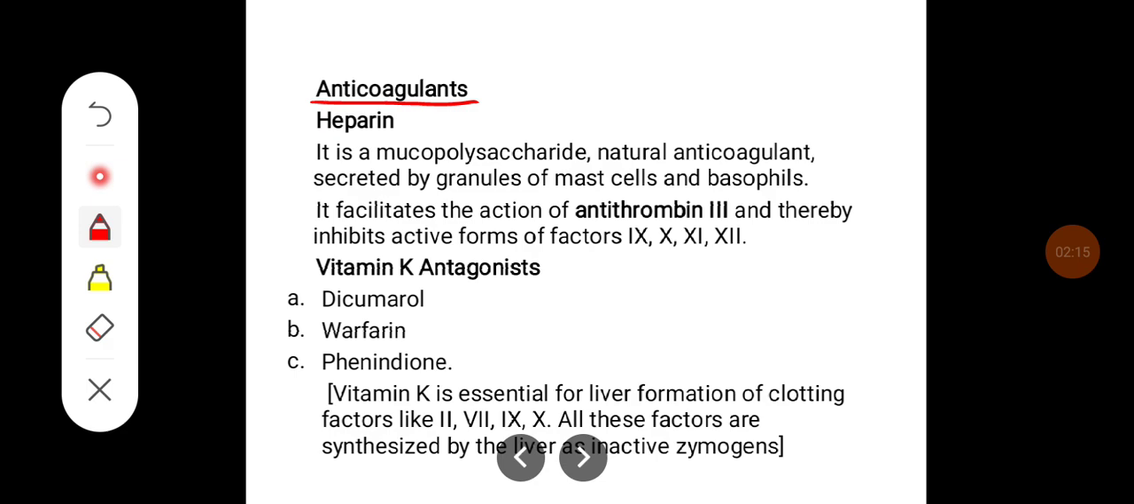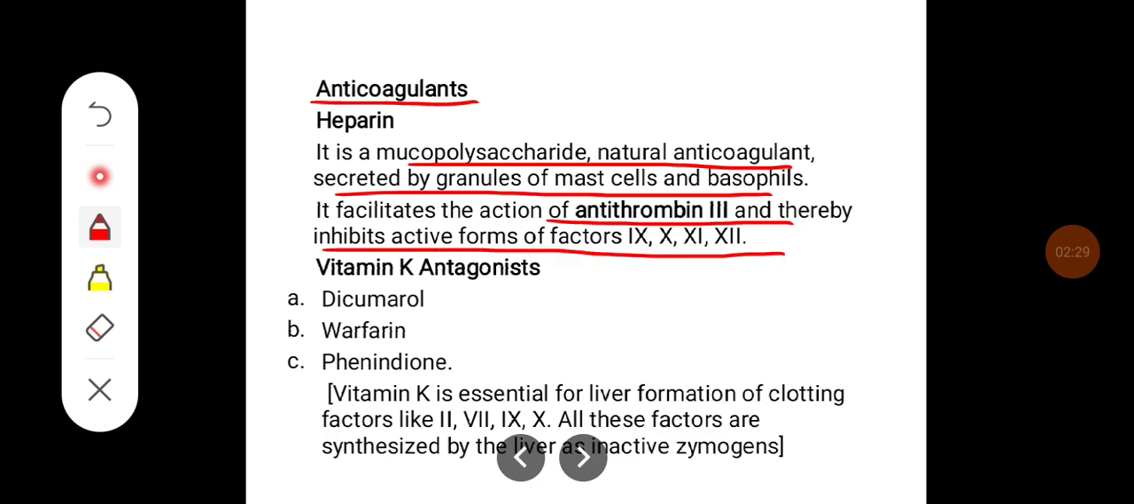Anticoagulants. Heparin is a mucopolysaccharide natural anticoagulant secreted by granules of mast cells and basophils. It facilitates the action of antithrombin 3 and thereby inhibits the active forms of factors 9, 10, 11, and 12.